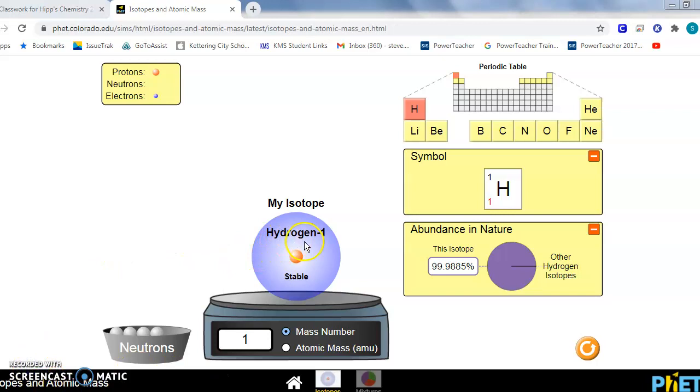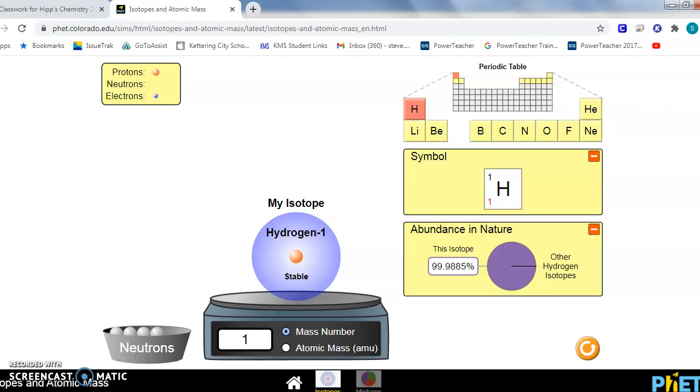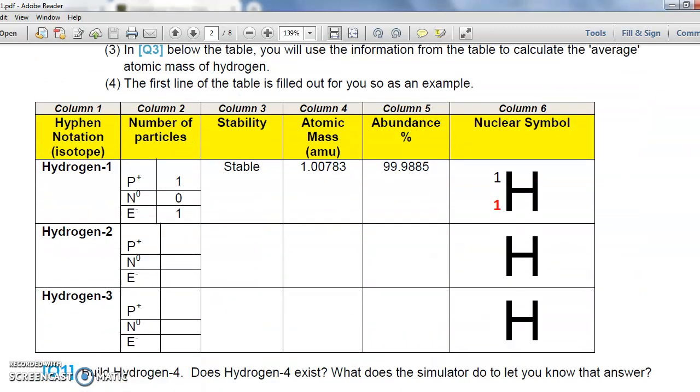Immediately, it'll take you to the hydrogen 1 isotope, the simplest of all atoms. Hydrogen 1 is merely a proton with an electron flying around it. And what you're going to do is begin recording that information about hydrogen 1 on our table in the laboratory. So in part 1 of the lab, we're going to be building hydrogen's isotopes. The first one we built, hydrogen 1, was the one that was built for you when you clicked on the lab.